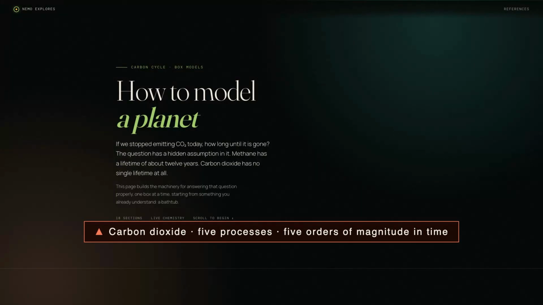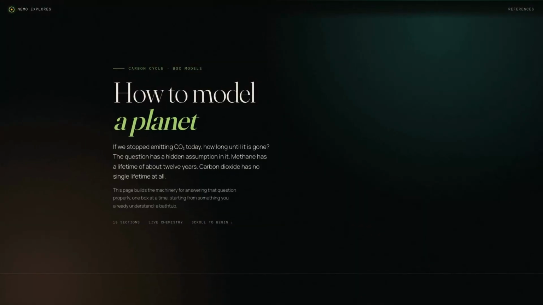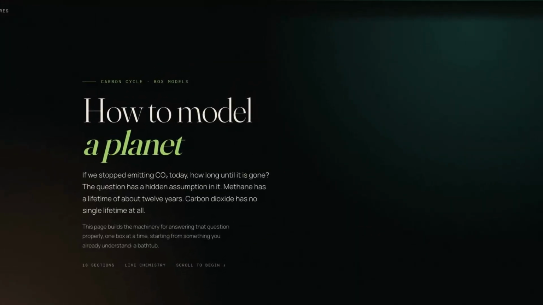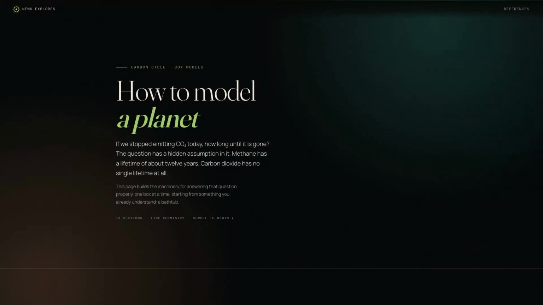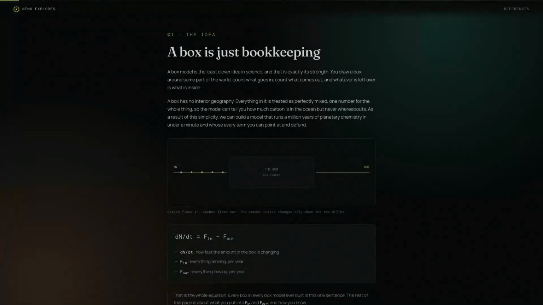To see why, we are going to build a planet out of boxes, one box at a time, starting from something you already understand: a bathtub. A box model is the least clever idea in science, and that is exactly its strength.